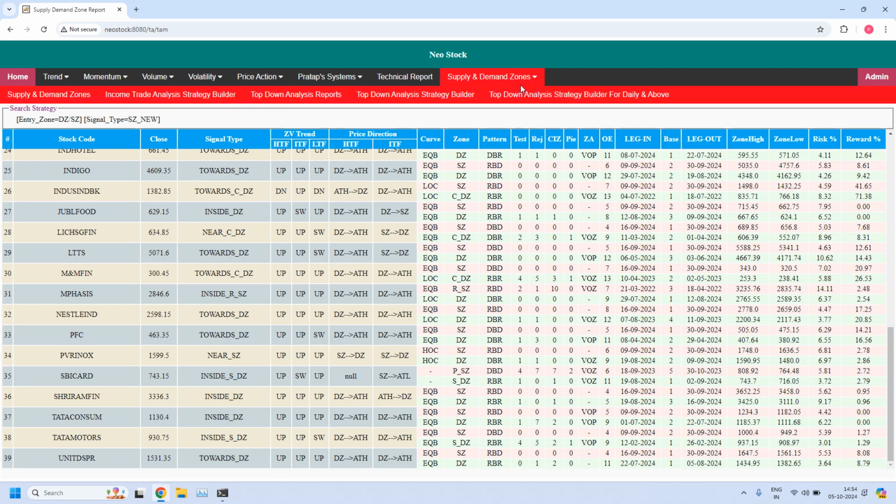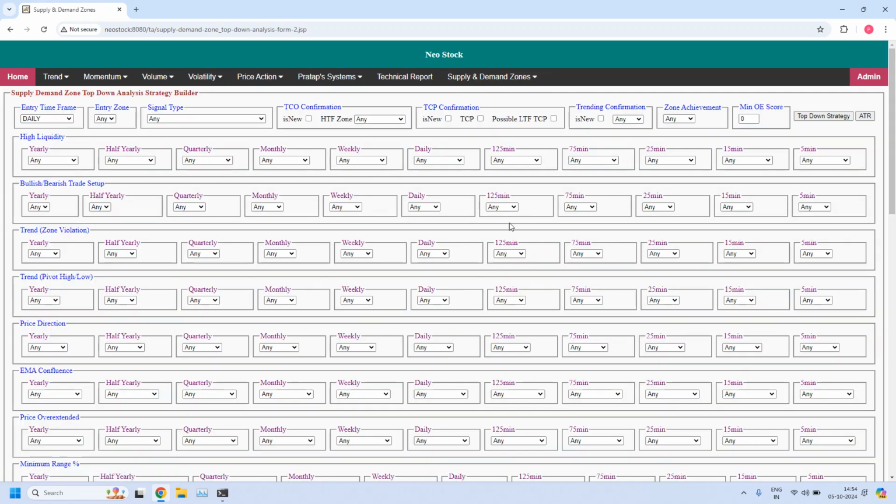Okay, next, let us look for supply demand zones with different combinations. I'm selecting the weekly time frame. I'm verifying the demand zones having weekly EMA confluence.